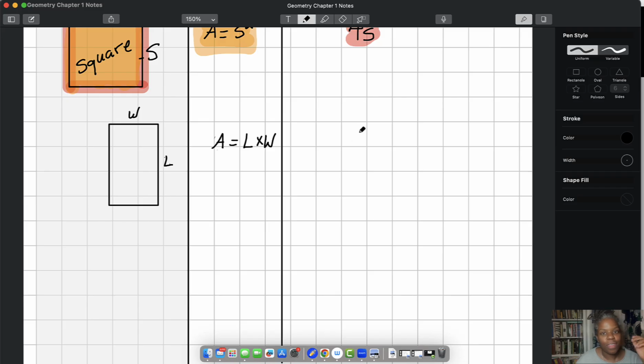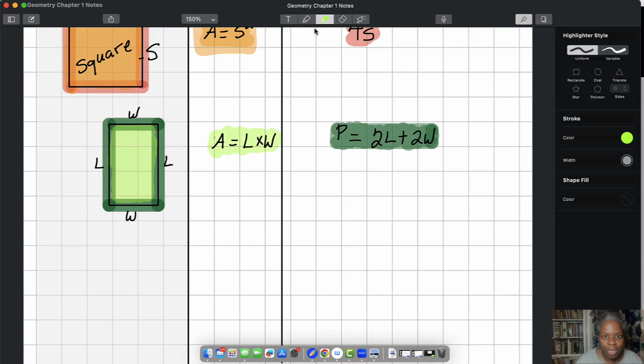In order to find the perimeter, or the length of the outside, we're going to take 2 widths, because we've got 2 widths and 2 lengths, and we know that the perimeter is equal to 2 times the length plus 2 times the width. We've got 2 more shapes that we're going to take on. We're going to take on the triangle, and then we're going to take on the circle.